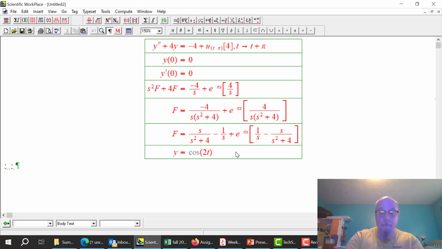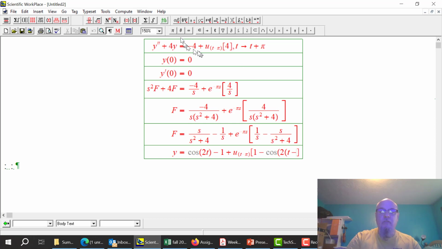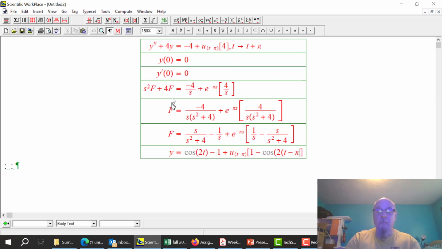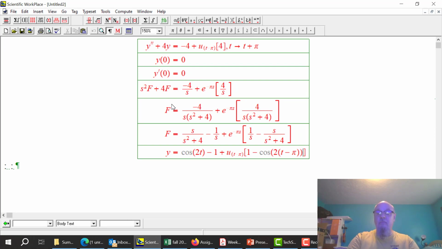cosine 2t minus 1 for the 1 over s, plus this e to the minus pi s, that's my Heaviside step coming back. And what's the Heaviside step turning on? Well, this function inside the bracket would normally unLaplace to be 1 minus cosine 2t. But everywhere there's a t, I want to put a t minus pi, because the argument inside the square bracketed piece has to match the argument inside the Heaviside step piece.